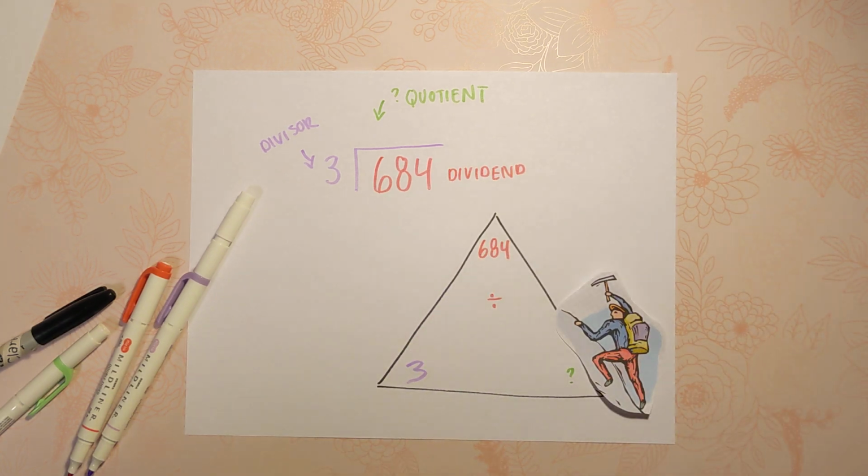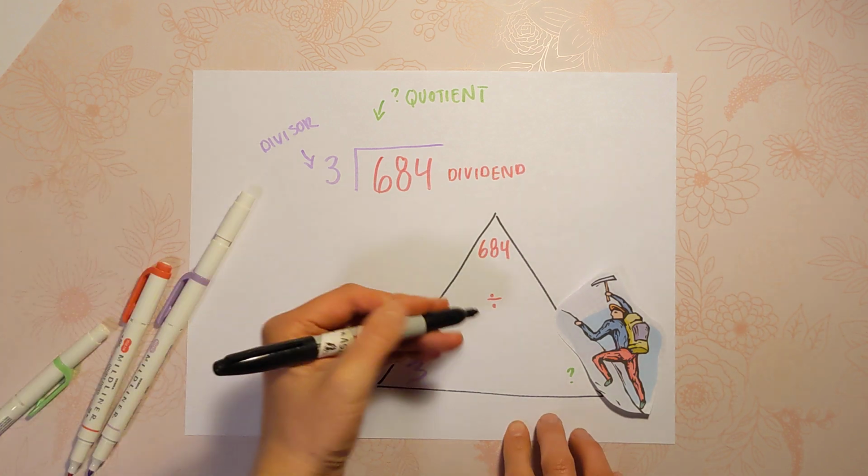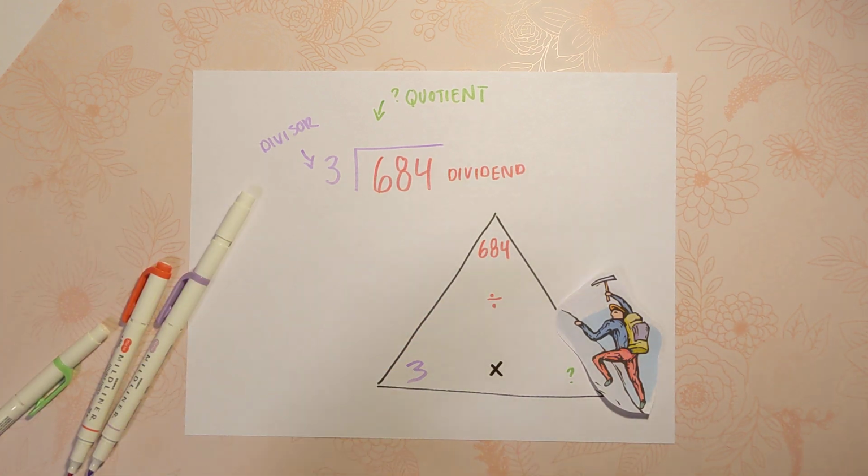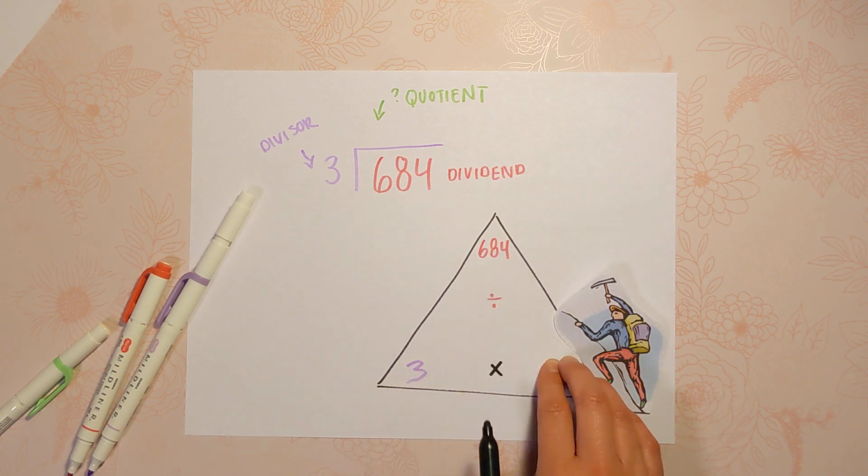So multiplication and division are related. For example, I could skip count my 3's, right? 3 times what equals 684? I could skip count my 3's until I got to 684. That would take a long time, so I'm not going to do it, but I could do that, right? And that's kind of what we're going to do today. We're going to multiply 3 by things until we get up to 684.